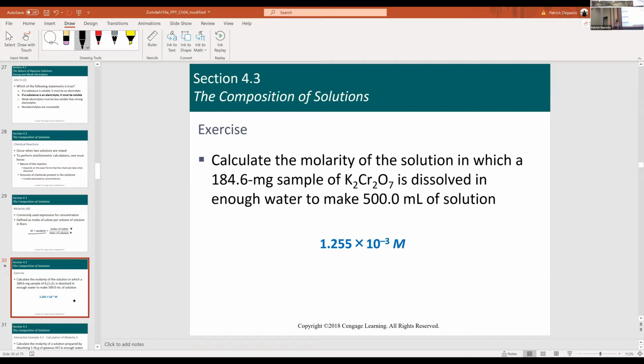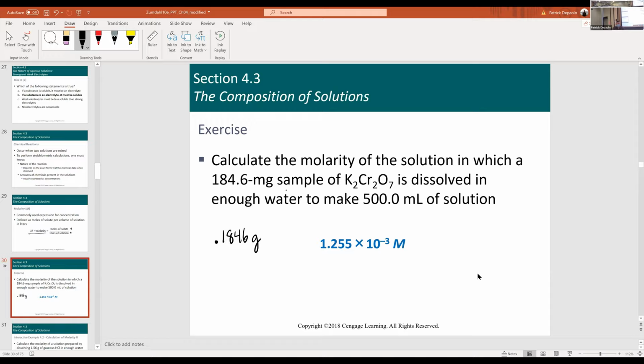So calculate the molarity of the solution in which a 184.6 milligram sample of potassium dichromate is dissolved in enough water to make 500 milliliters of solution. Okay, so let's do it. All right, so you have 184.6 milligrams. So immediately off the bat, we want to convert this to grams. So it'll be 0.1846 grams of potassium dichromate.